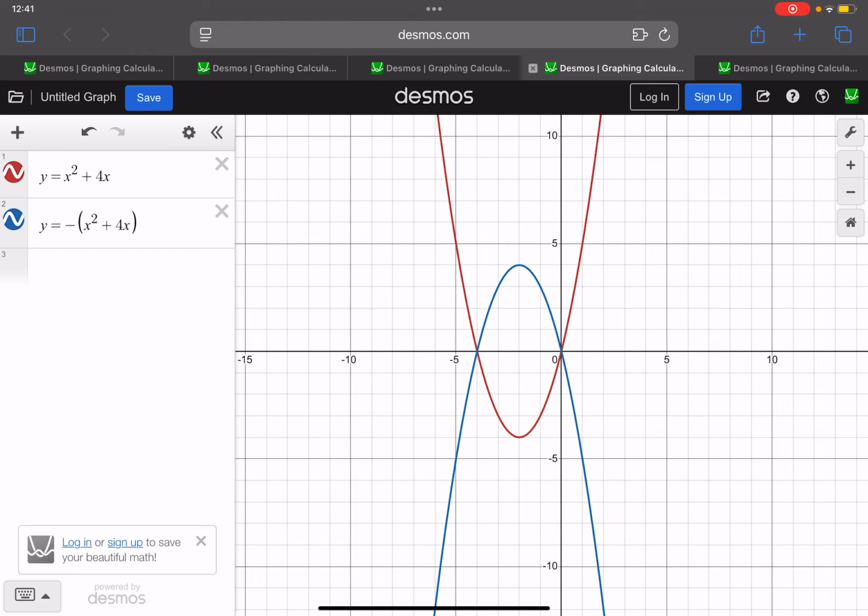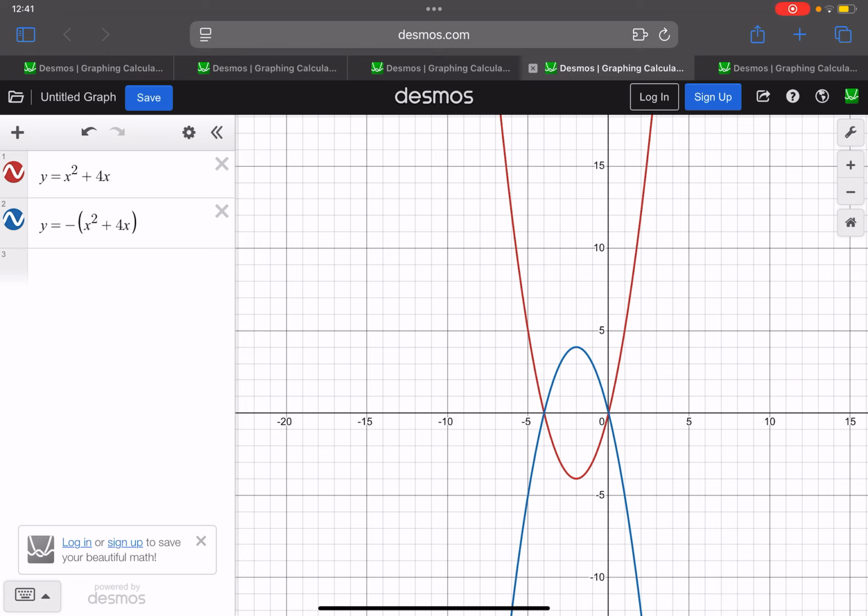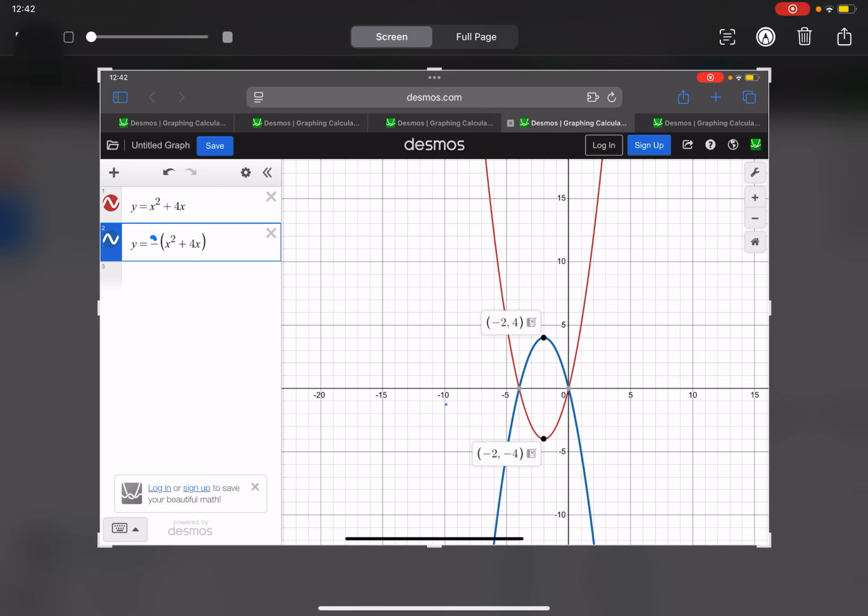Hopefully you can see that's a reflection in the x-axis. The minimum point I had before, the turning point before, was (-2, -4). It's now (-2, 4). Why has that happened? Well, what this negative has done is it's multiplied the y coordinates by -1. This is almost like me having a -1 f of x, and as we saw a moment ago, that affected the y coordinates and meant I timesed them by -1.